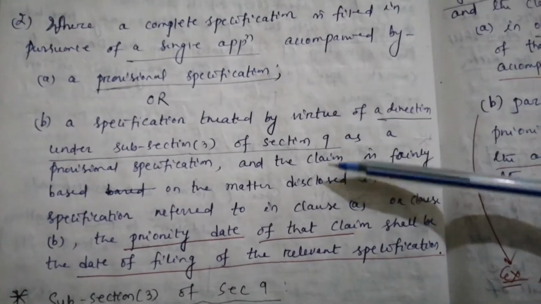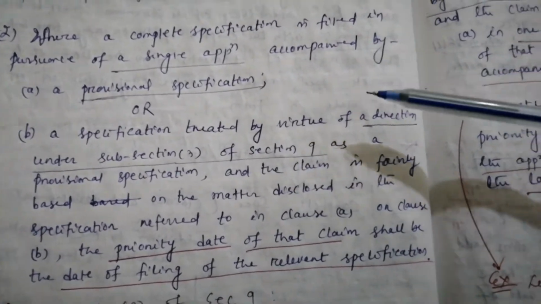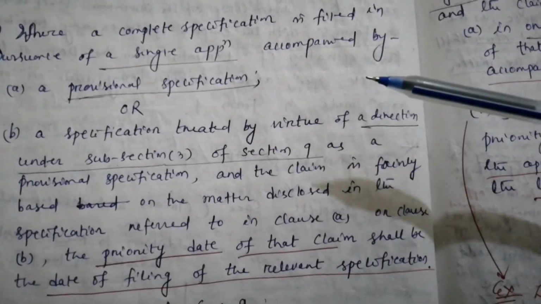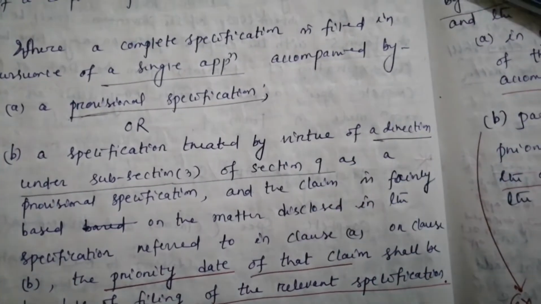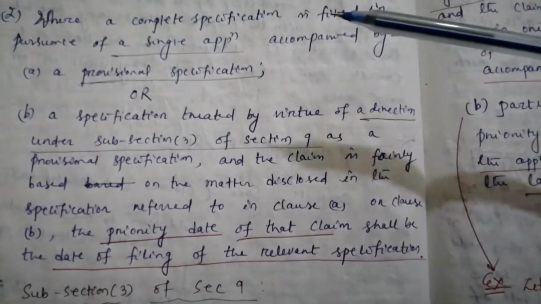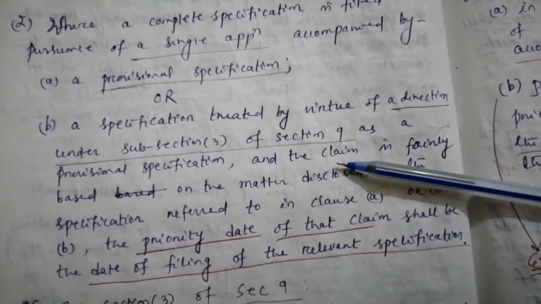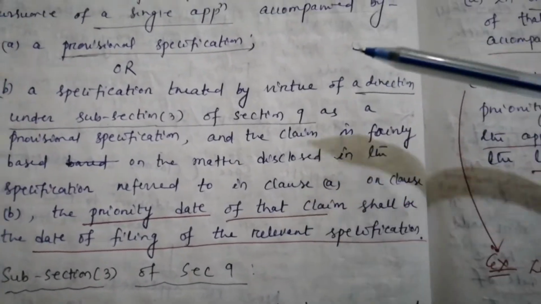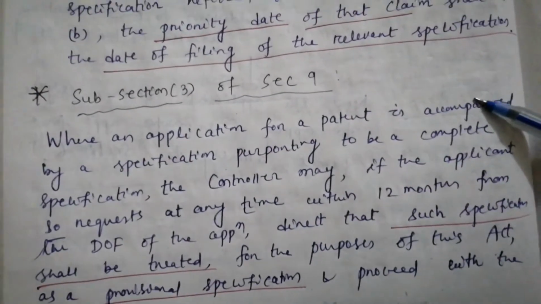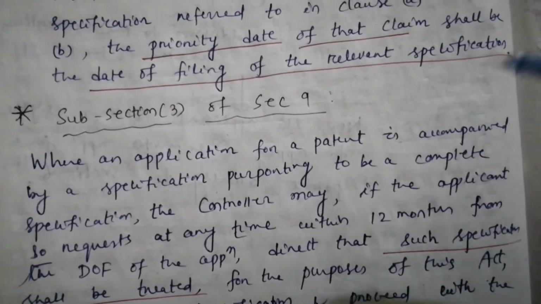That means here, as per subsection 2, the complete specification is filed in pursuance of a single application and it is accompanied by a provisional specification. We all know that the time period between a provisional specification and a complete specification is about 12 months. Clause A is telling about the provisional specification and clause B is also telling about the provisional specification, but there is a condition. This provisional specification is considered as per subsection 3 of section 9. So we must see what this is. Though we have discussed it earlier, I will tell you again here to refresh the memory.